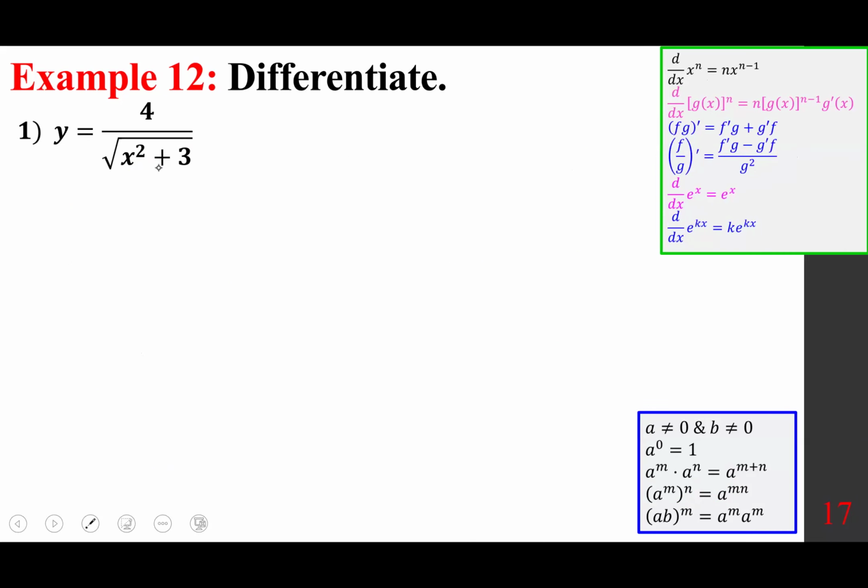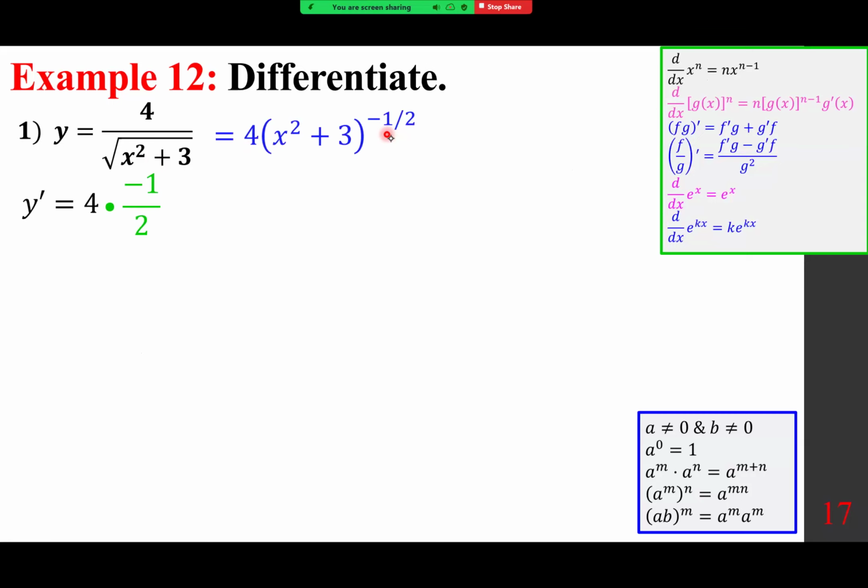To differentiate this, we're going to bring this up to the power of -1/2. This is elementary algebra. We're going to use the extended power rule. 4 remains times -1/2. And then the same thing to the power of -1/2 minus 1. And by the chain rule, the derivative of the inside, which is 2x.